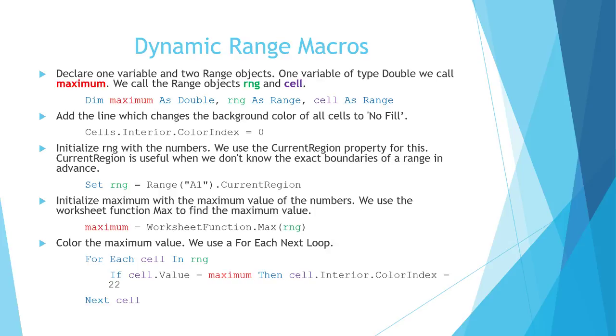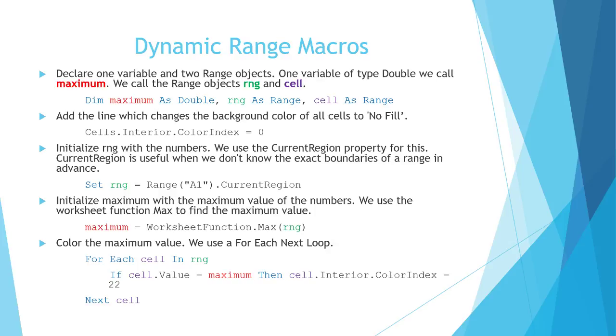But my conditional formatting goal today is I want the maximum number in a range of numbers to be changed to have a red cell background so I know what the maximum number I'm looking at is. So to do that, we're going to declare one variable and we're going to declare two range objects. The first variable, once again, we've got a double variable because it can work with multiple things at once, is going to be the maximum variable. Then we've got two range objects, RNG for range, and cell is obviously going to deal with the cell. So we've declared all of those.